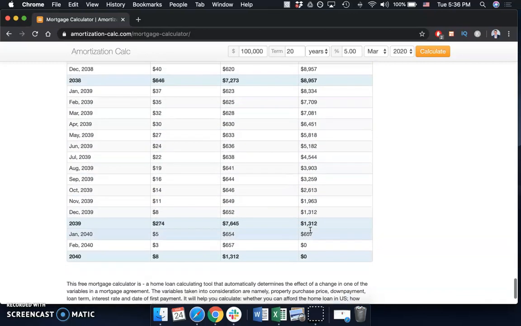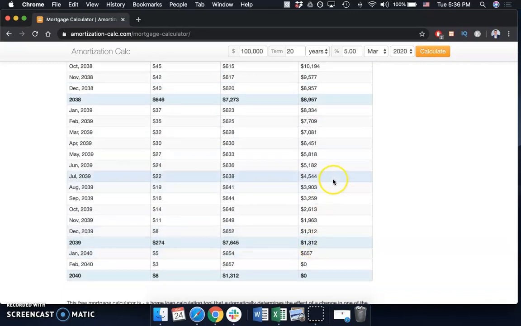And if we keep going towards the end of the life of the loan, you can see at the end we're paying off almost $650 towards principal. In our very last payment, only $8 of interest goes to the bank as profit, and the rest, $652, goes towards paying off this loan.